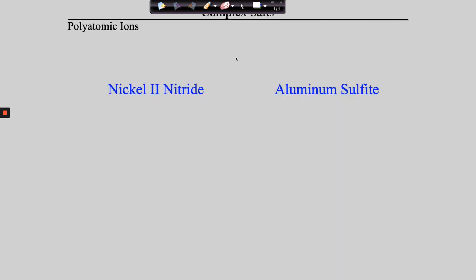So guys, please do these. Write the chemical formulas for nickel(II) nitride and aluminum sulfite. If you can do these, do them in your notes. If you can do these, you can say with a fair level of certainty, you're exactly where you need to be right now.